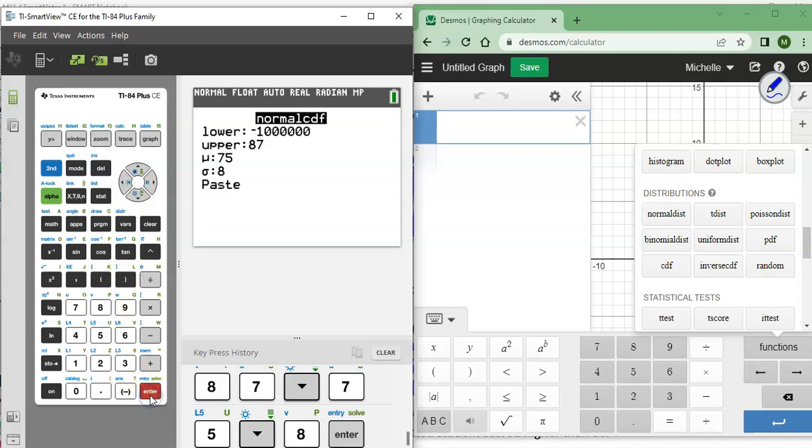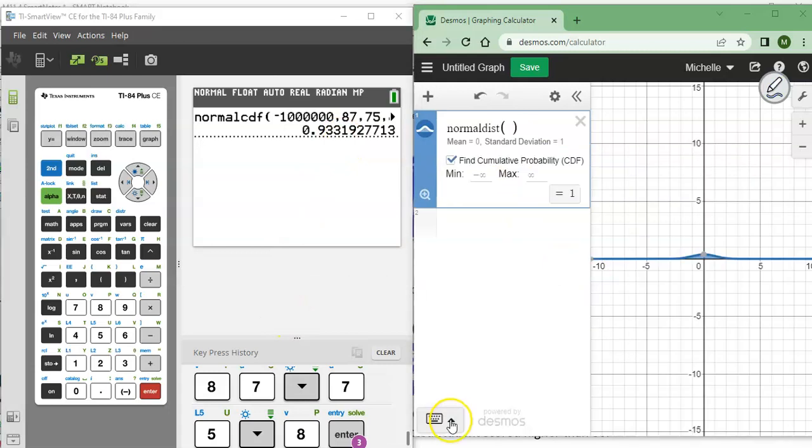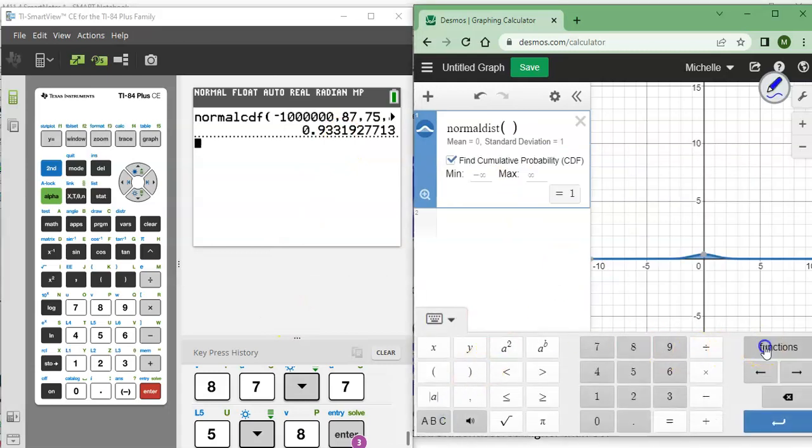And then our next value was our standard deviation, and that was 8. Once we put those in there, we're going to click. Now, this is always going to be this way: lower bound, upper bound, mean and standard deviation. Then we're going to click enter again. It's going to give us the value, so it's 93.32% or 0.9332.